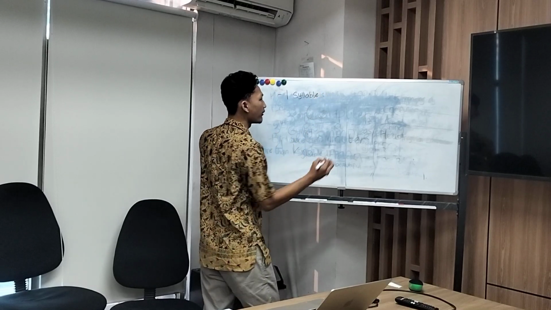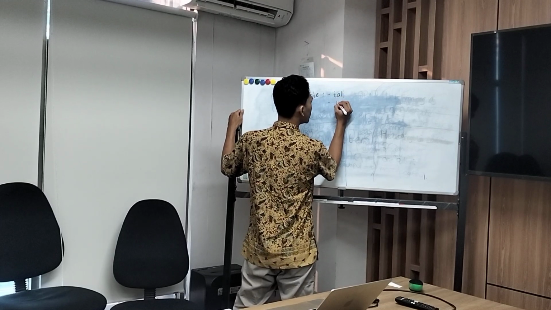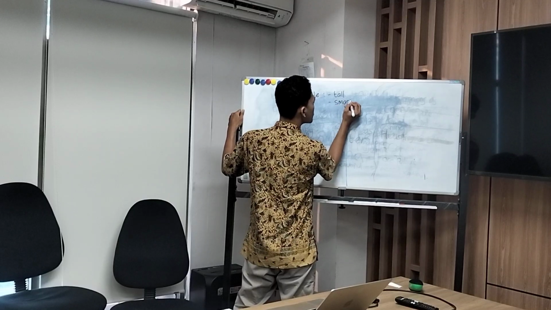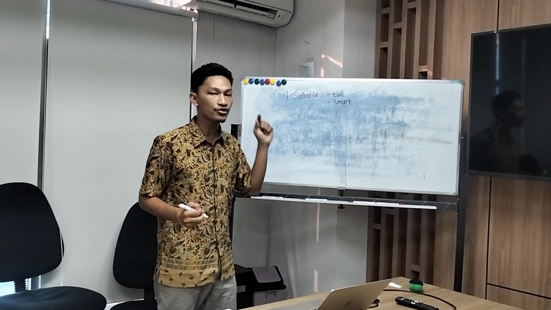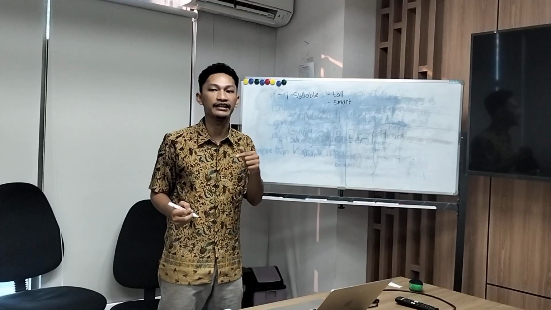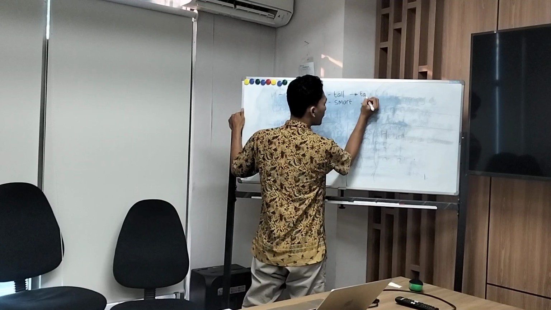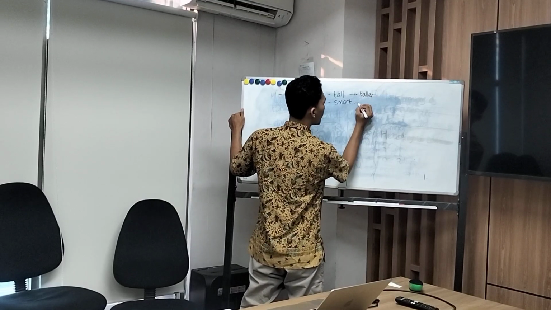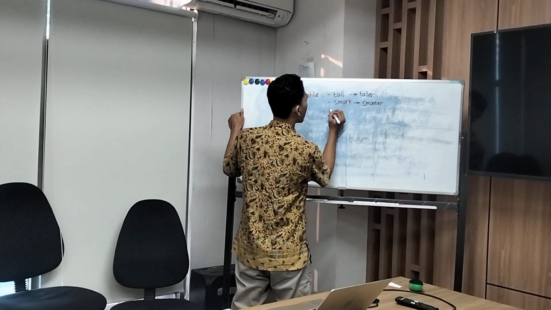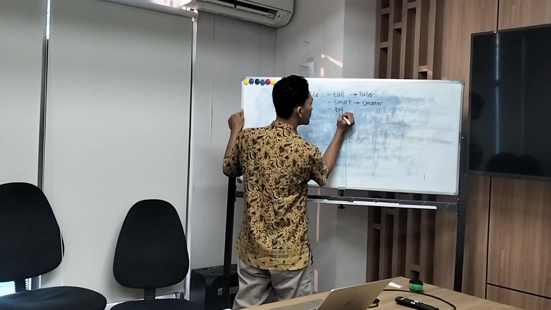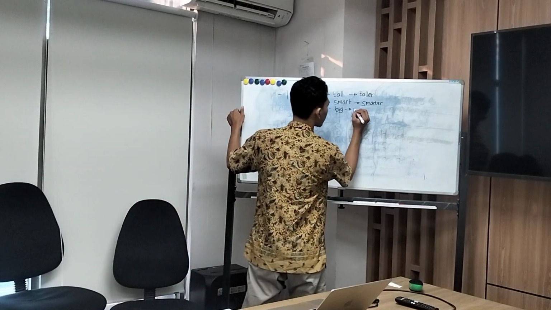For words that have one syllable, for example, tall and smart. For adjectives that only have one syllable, you have to add er at the end of the word. For example, tall becomes taller. Smart becomes smarter. And how about big? Big becomes bigger. Good.